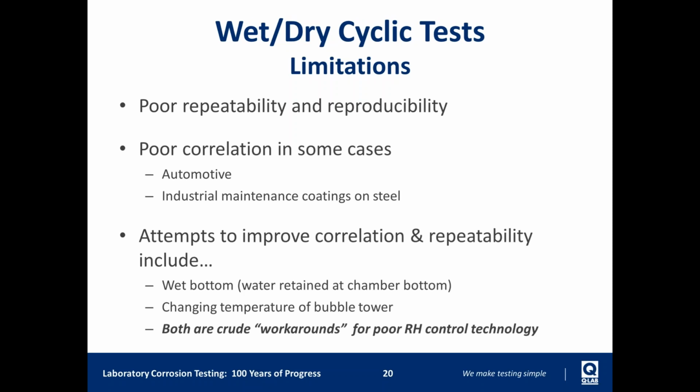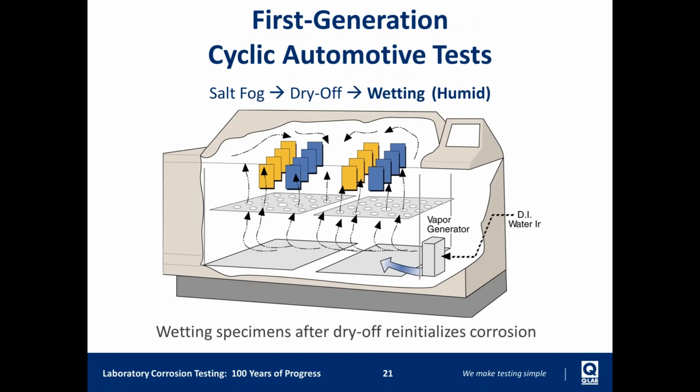And so, these tests are still used because they're easy to run. Prohesion is very available, but again, they're not really the best for correlation. They can be used for quality control, and they can also be used for qualification in some cases. But they really needed to find something better for replicating outdoor testing in a repeatable fashion. And that leads us to our first generation of tests.